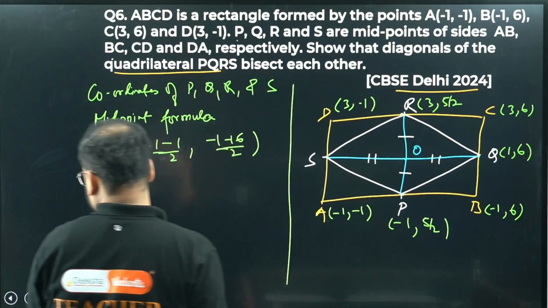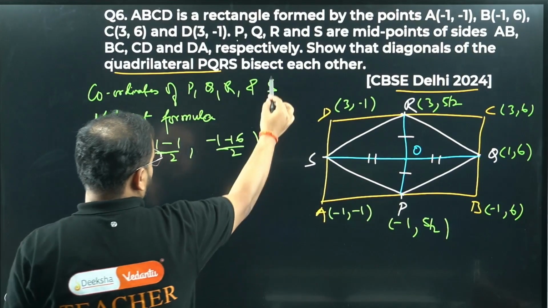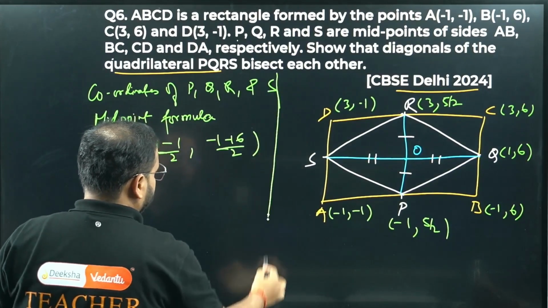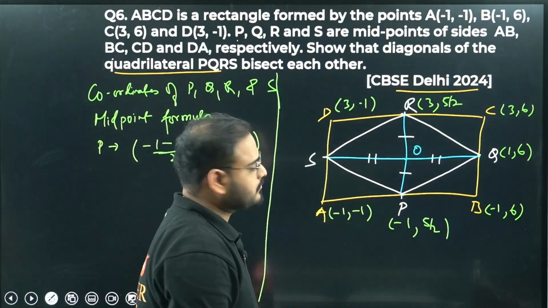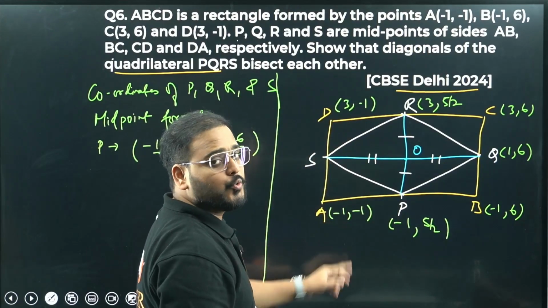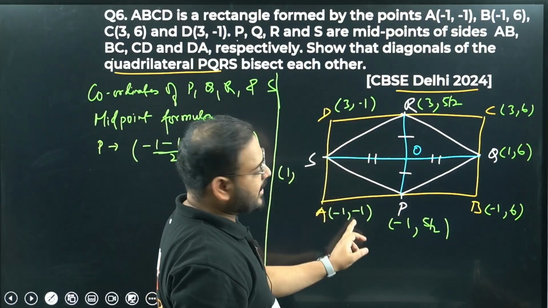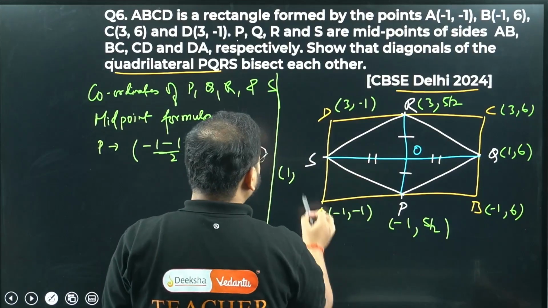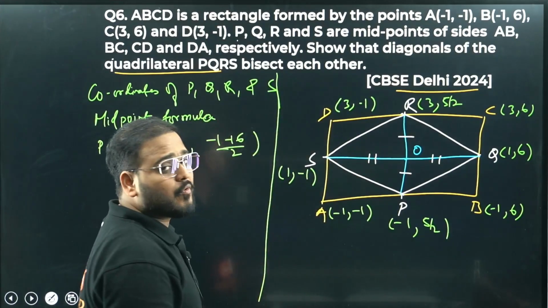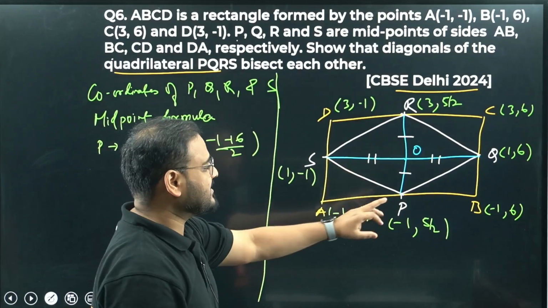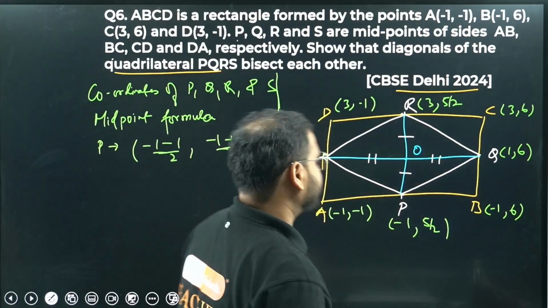S. I'll need more space. Excuse me. So S. 3 minus 1 is what? 2. And 2 by 2 is what? So 1. And what y coordinate? -1 -1. So -2 by 2 is again -1. Right? Excellent, sir. Now we are looking for what? We have to prove that the midpoint of both the lines is the same, right? Midpoint of SQ and PR is the same.